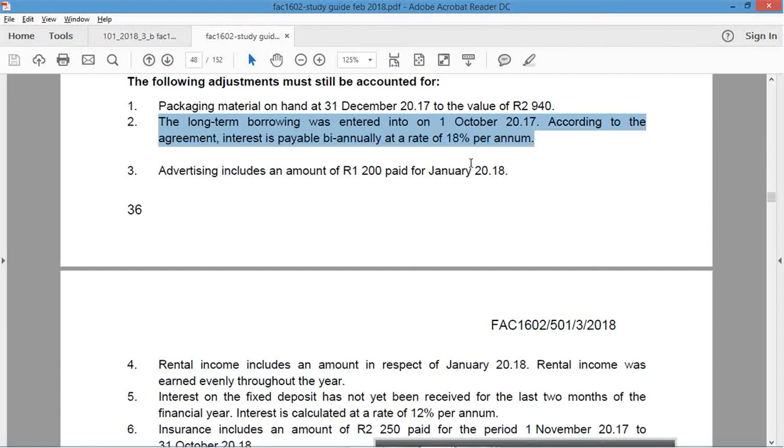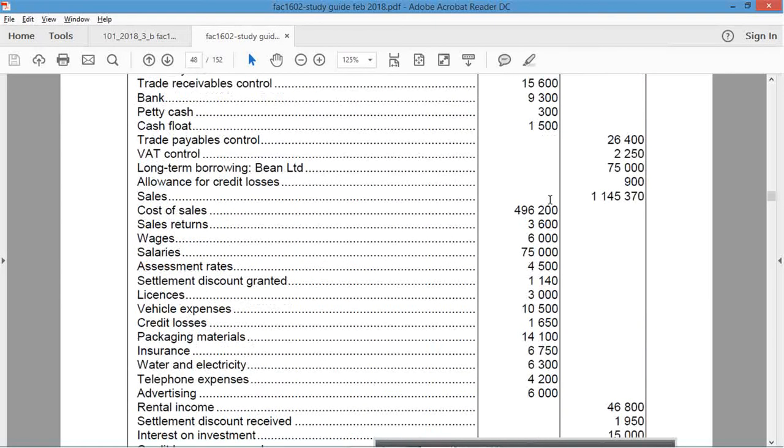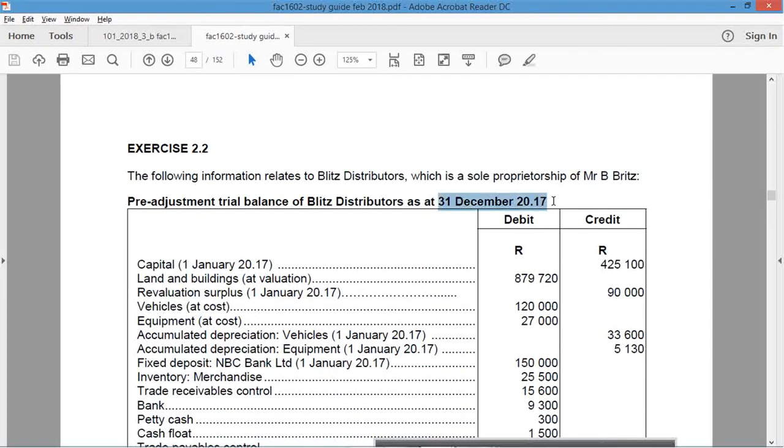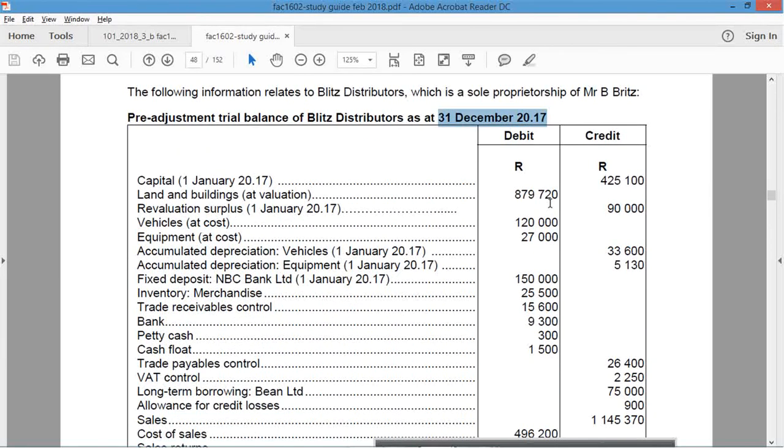Yeah, but when did it happen? On the 1st of October 2017. What date are we sitting at? 31st of December 2017. So you still got it throughout the year, though? Not throughout the year, for part of the year. Yeah. So when did we take out the loan? The 1st of October. So how many months do we have the loan for? October, November, December, 3. So what am I going to do with 3 months? You're going to account for it. Account for what? The interest. Good. So how am I going to account for interest on the loan?